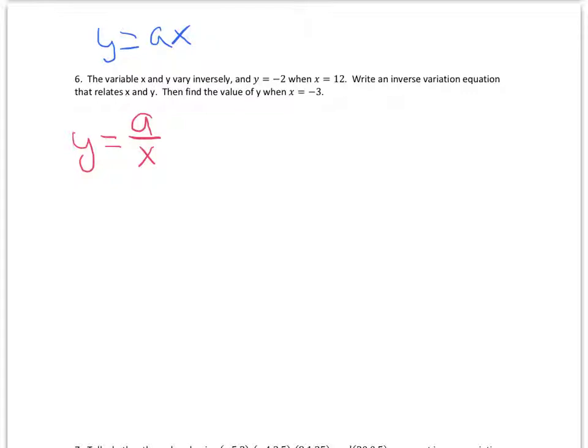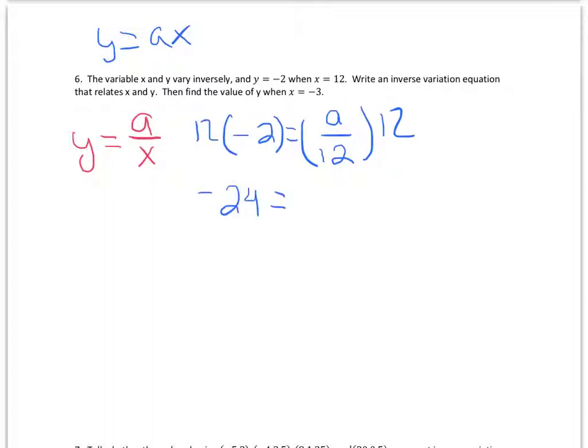So we're using this. It says y equals negative 2, substitute it in. It doesn't tell us a. What's it say? X is 12. How would I solve this equation? Multiply both sides by 12. So you get negative 24 equals a. So what's my equation? My equation is this. Y equals negative 24 divided by x. There is the inverse equation.